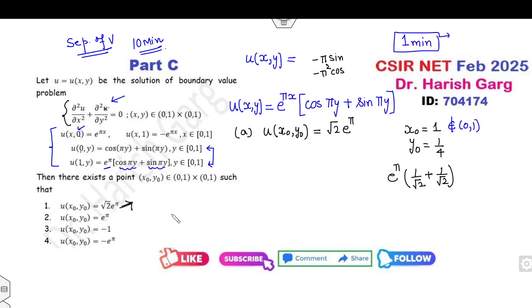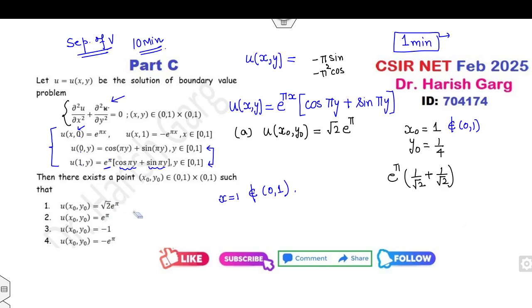अगर आप फिर से देखें, हर के आंसर में e raised to power pi है. When will it be possible? Only when x is equal to 1. But x equal to 1 does not belong to the open interval 0, 1. Fine. तो आप ये वाला solution इस वाले part से तो नहीं निकाल सकते आप.